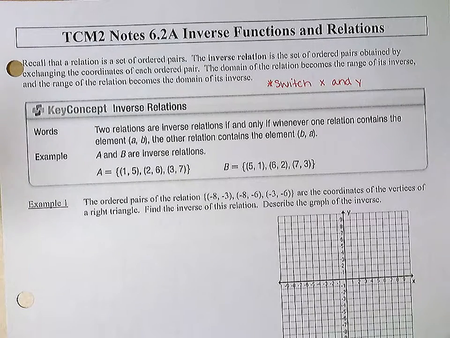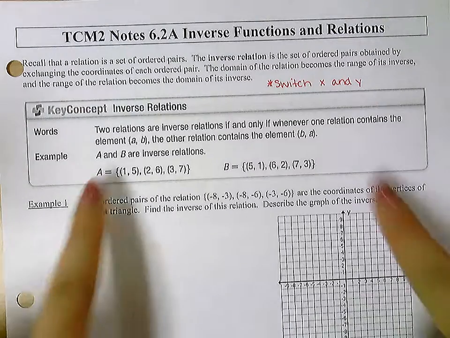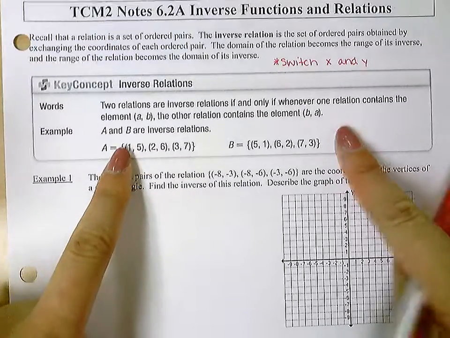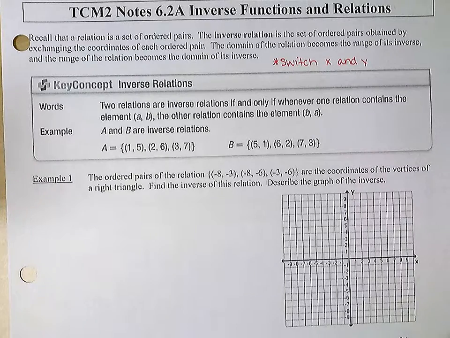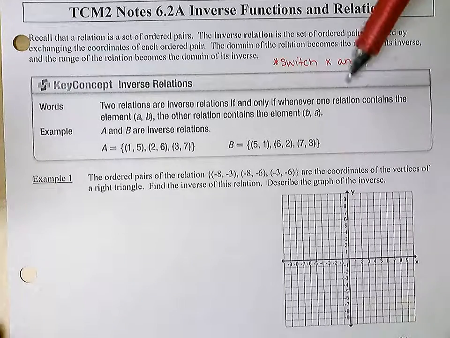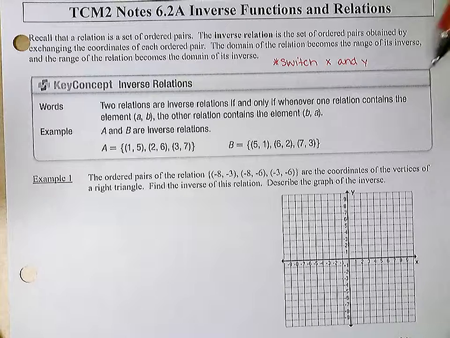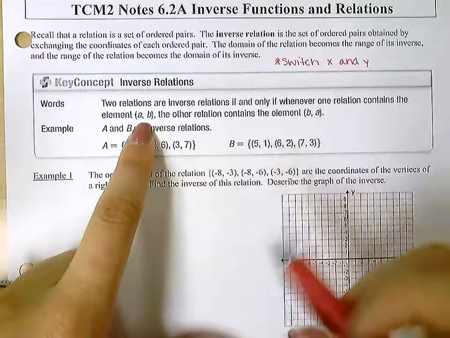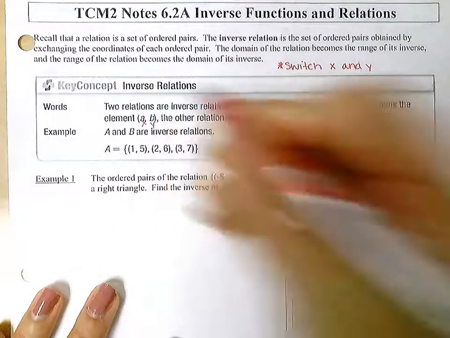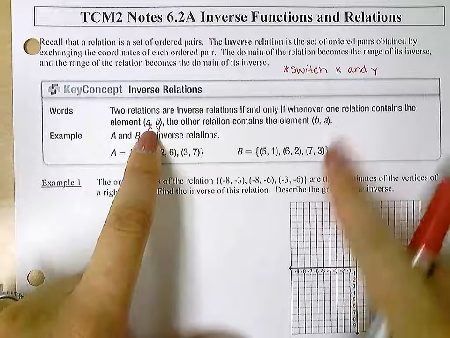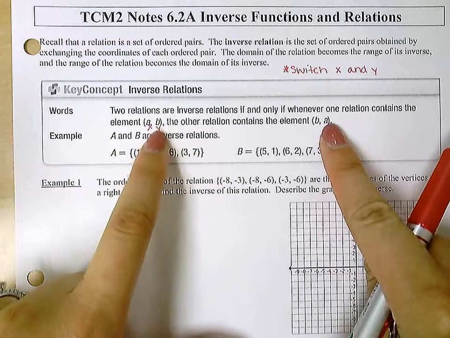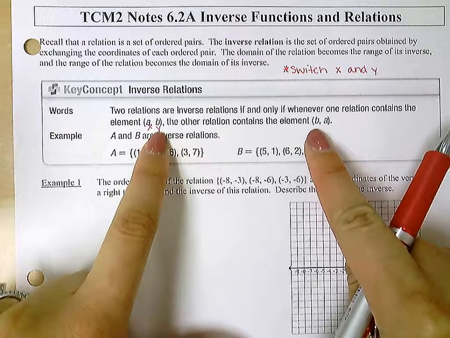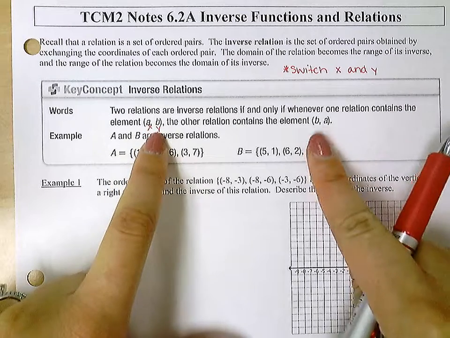So we're switching those x and y values. In words, two relations are inverse relations if and only if whenever one relation contains the element (a, b), the other relation contains the element (b, a). So you see from here, this one was (x, y). Now this x value is your y value, and this y value is your x value. So you're just flip-flopping those points.